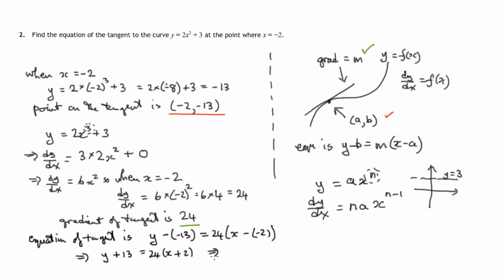We'll get rid of the brackets. That's 24x plus 48. And then let's take 13 away from both sides of the equation. So y equals 24x plus 35. And that is the equation of the tangent to this curve at the point where x equals -2.